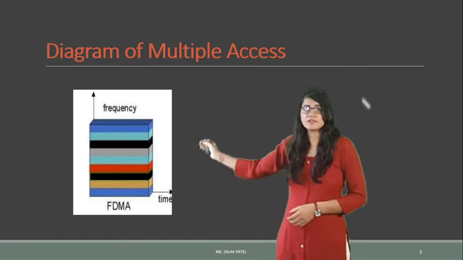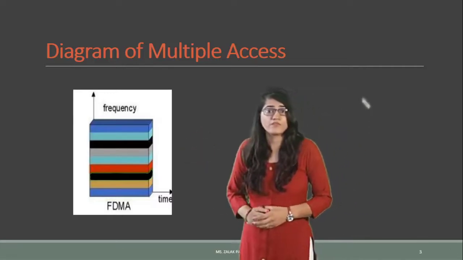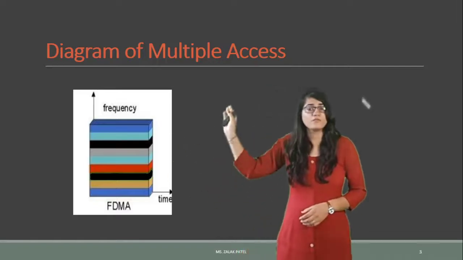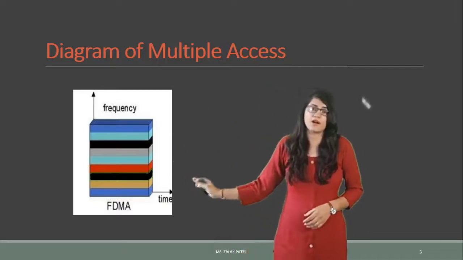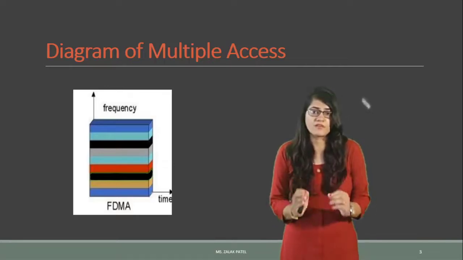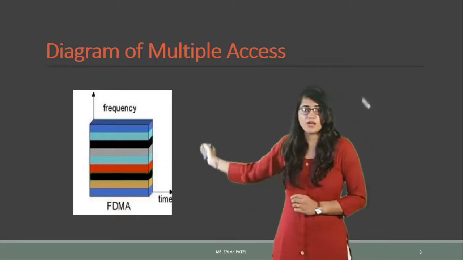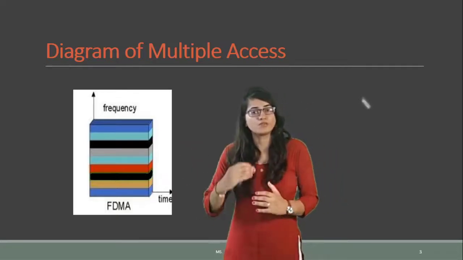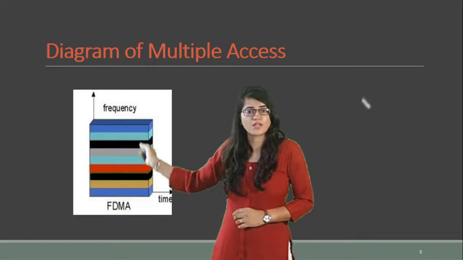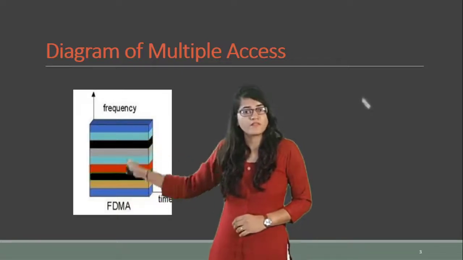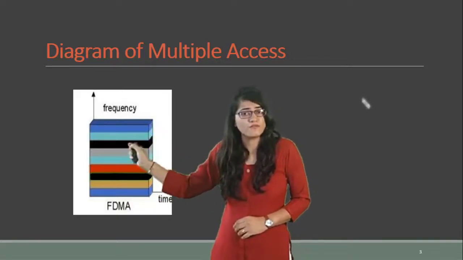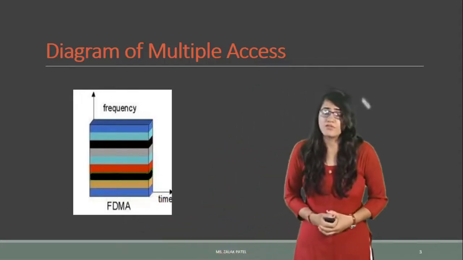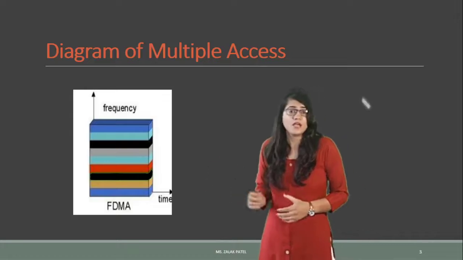Let's see, this is the diagram for frequency division multiple access. Here you can see the graph is frequency versus time. FDMA means frequency division multiple access. In the diagram you can see that the frequency is divided according to the number of bands. The whole frequency band is divided into band 1, band 2, up to band n, and these bands are allotted to the number of users. We can understand this in detail.